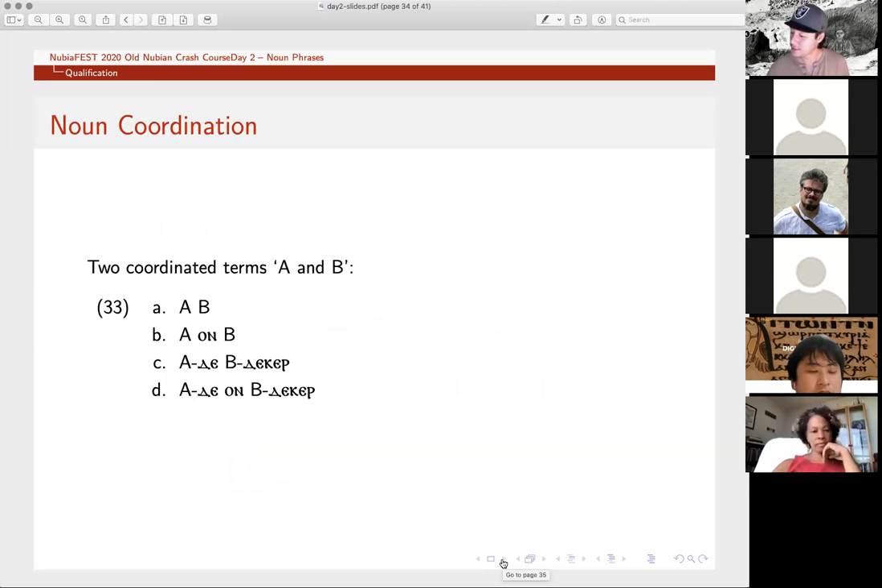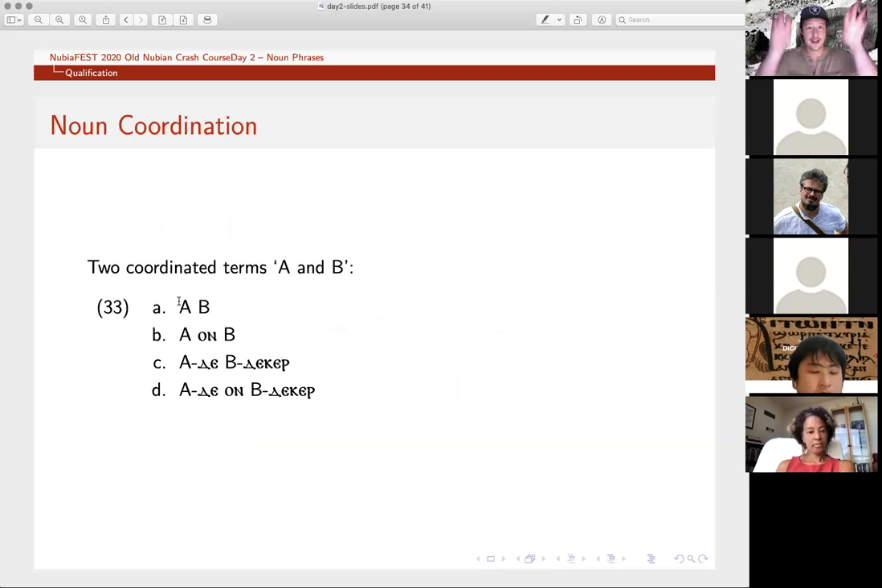Then, very quickly, we have to talk about coordination. It's not super exciting, but Old Nubian has a really large number of ways in which you can put two nouns A and B together. In English, we usually use the word "and", and that's about it. But as you can see, Old Nubian has several variations.